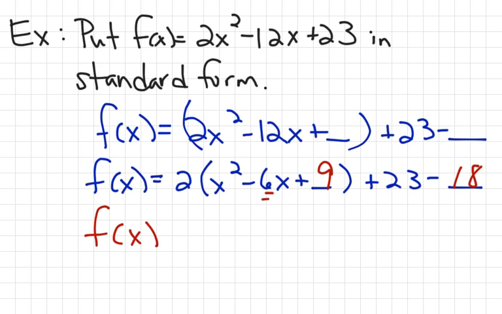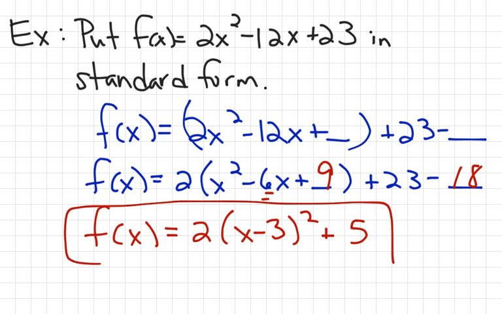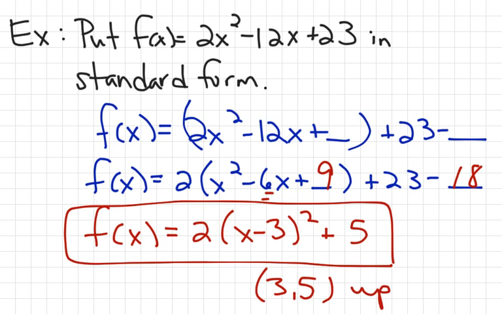Now, in proper vertex form, this is going to be 2 times (x minus 3) squared plus 5. When you put this perfect square trinomial that we just created in factored form, it's always the square root of the first term, square root of the last term. The sign between them is the sign on the middle term, and it's squared. And now that's a very useful form because I know that the vertex is at (3, 5), and I know that the parabola opens up.